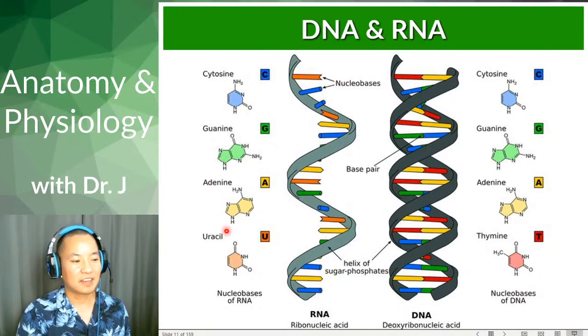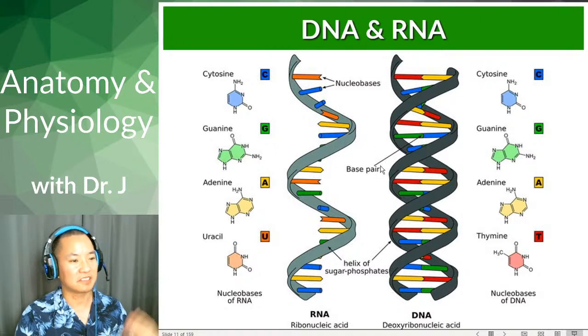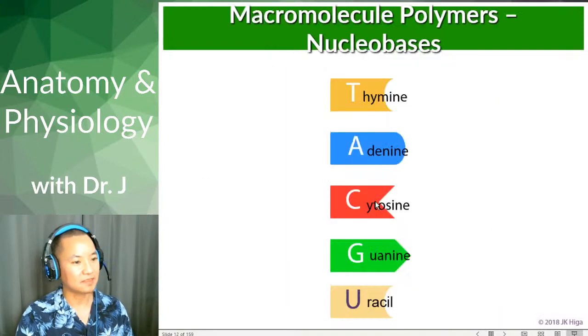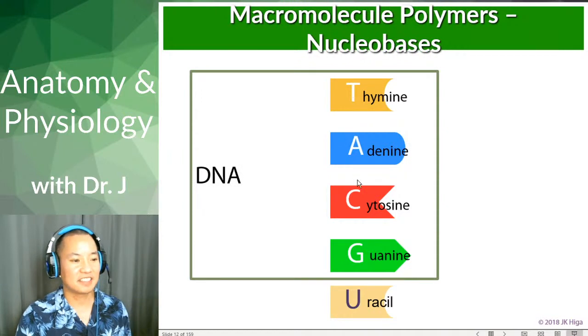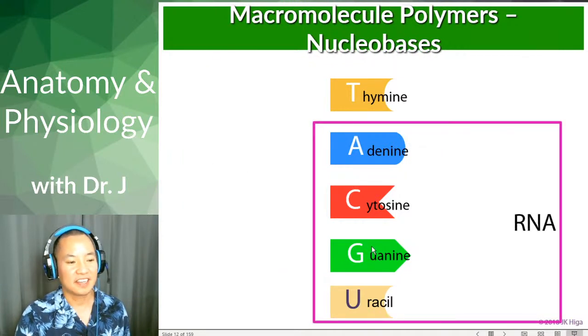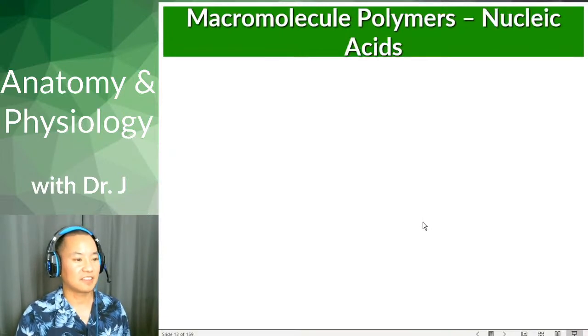But notice that you have all these bases, right? These are called nucleobases. These are an important part that make nucleotides different from each other. Notice that DNA and RNA both share cytosine, guanine, and adenine, but DNA has thymine and RNA has uracil. That's also an important difference between DNA and RNA. Remember, thymine is with DNA, uracil is with RNA, but adenine, cytosine, and guanine are found in both DNA and RNA.